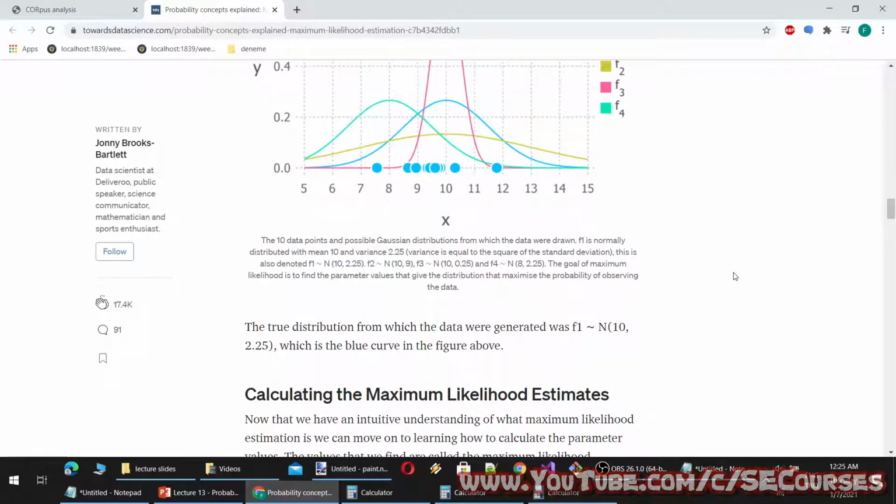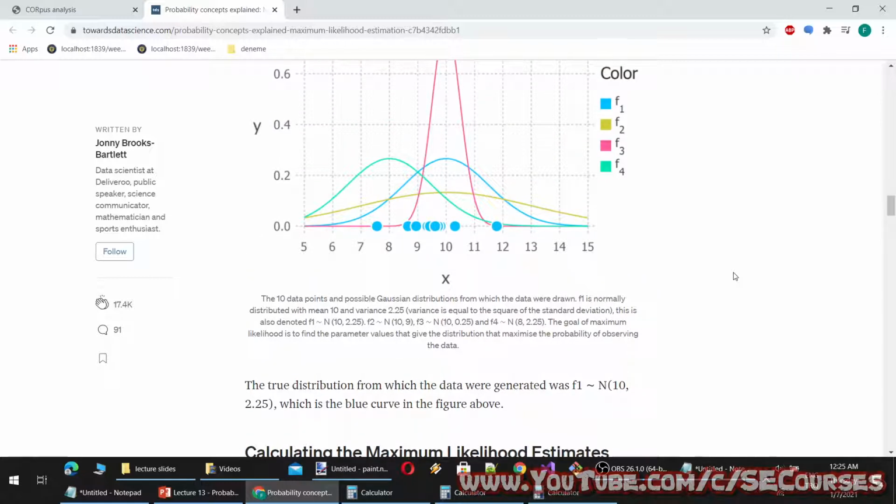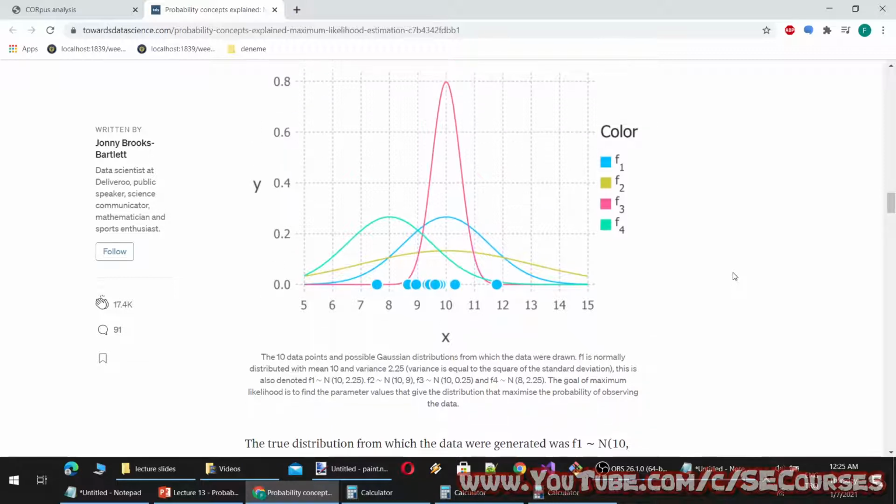The 10 data points and possible Gaussian distributions from which the data were drawn. F1 is normally distributed with mean 10 and variance 2.25. Variance is equal to the square of the standard deviation. This is also denoted F1 ~ N(10, 2.25). F2 ~ N(10, 9), F3 ~ N(10, 0.25), and F4 ~ N(8, 2.25).